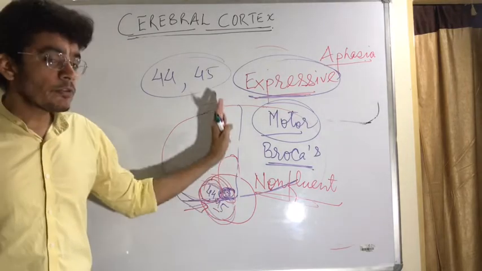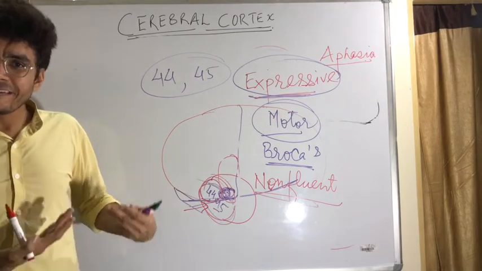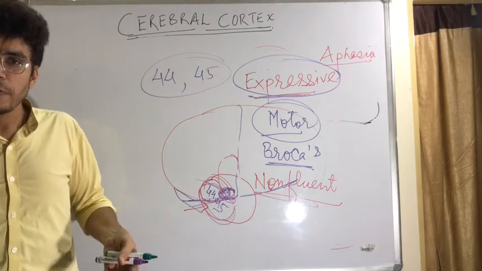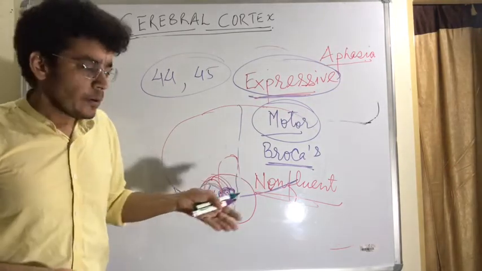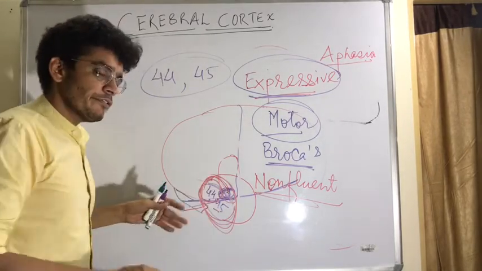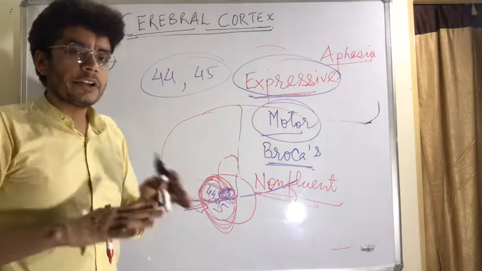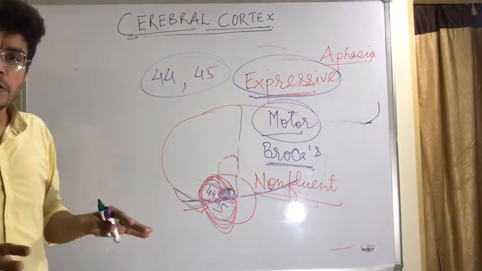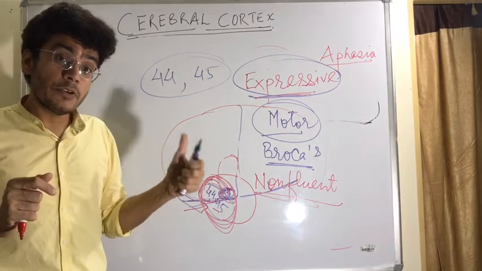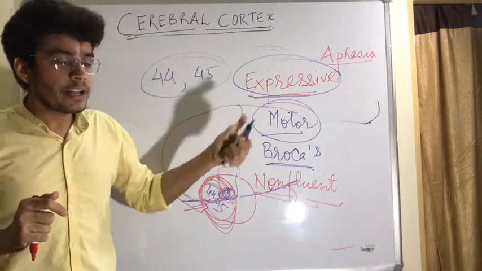If the entire cortex is involved, then the entire contralateral body will have paresis and that person won't be able to express himself. But most of the time, only this area 44 and 45 is involved, not the adjoining area. So in Broca's area involvement, everything will be normal in that person, but he will not be able to express himself. That's why that is called aphasia.